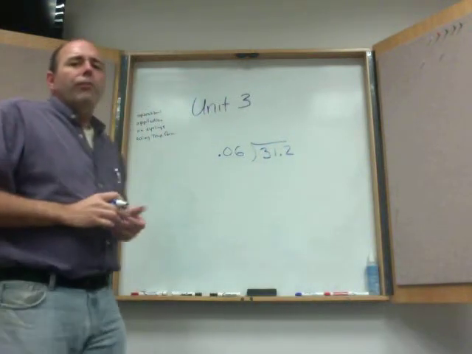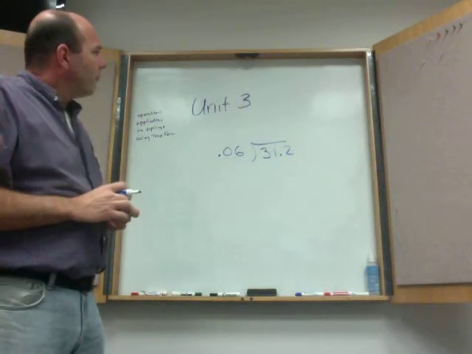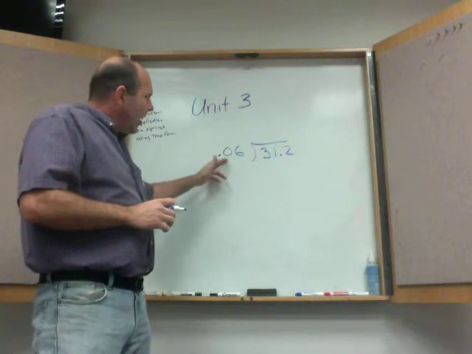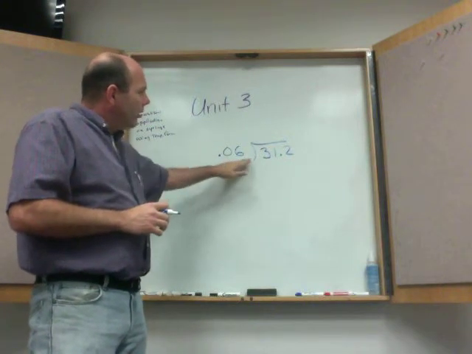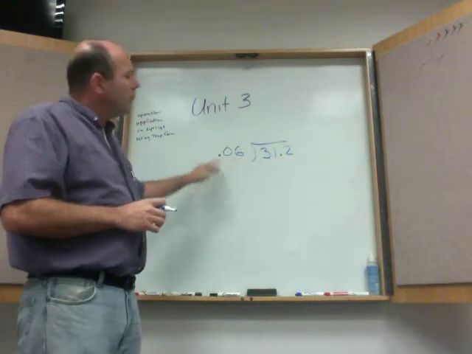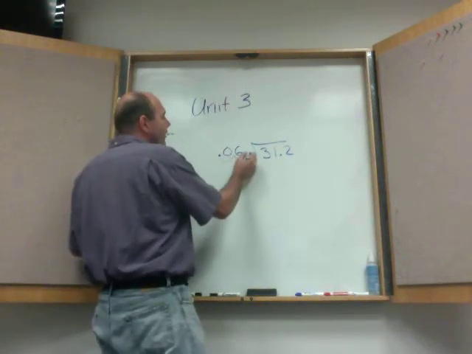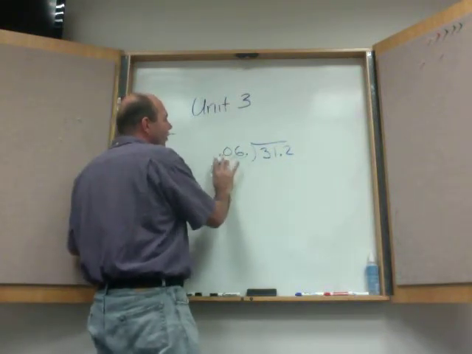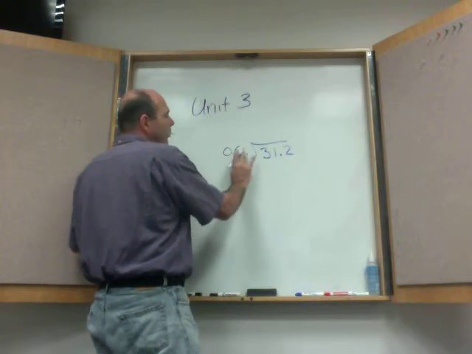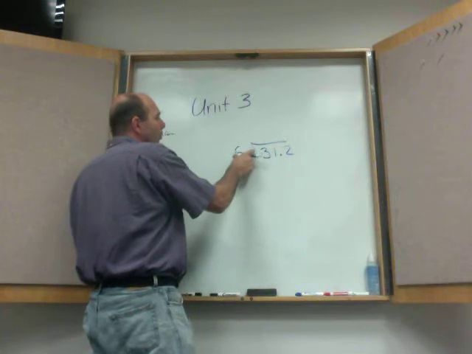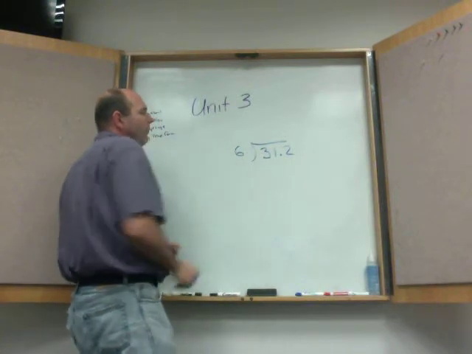this one here is interesting for a number of reasons. First of all, how many places am I going to have to move to eliminate the decimal here in the divisor? I'm going to have to move it over 2 places. So I'm going to go ahead and move it over my 2 places. This is now 6, which means I don't need my decimal point. I don't need my 0. I'm going to go ahead and erase those just to clear things up for us.